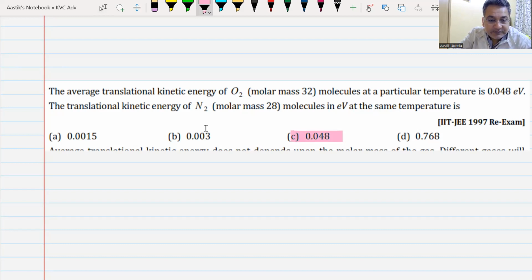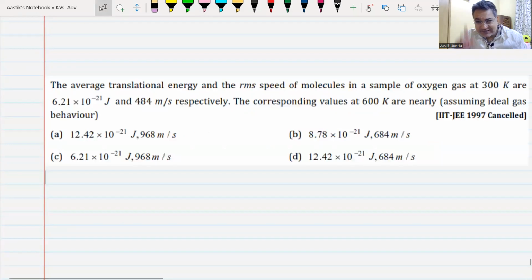This question came from the original JEE paper of 1997, the JEE that I gave, which got cancelled. If this paper was not cancelled, I probably would have been in the top 300 or 500.